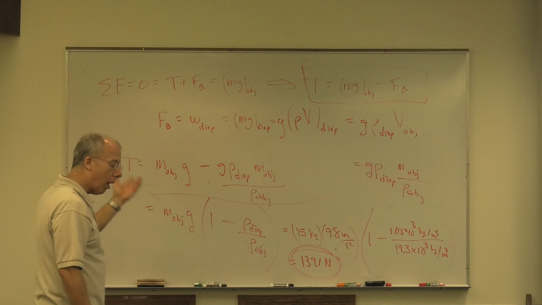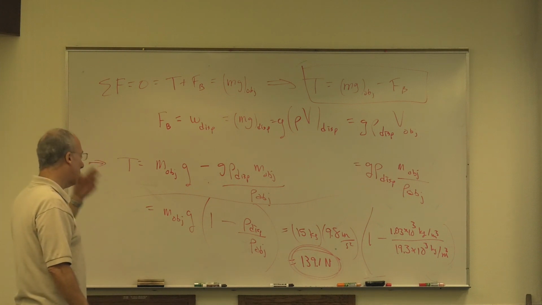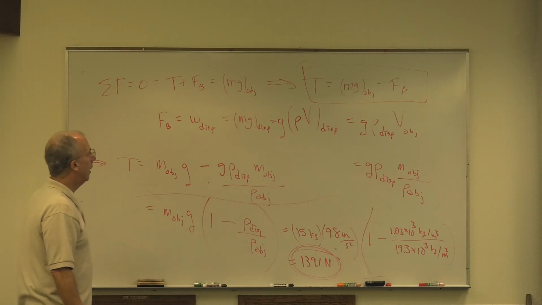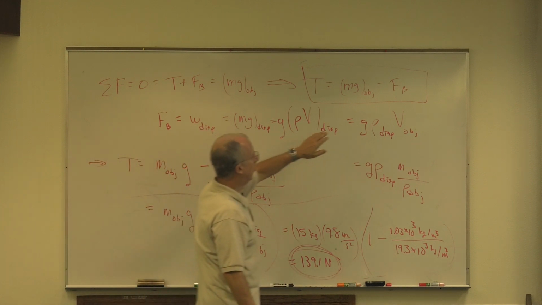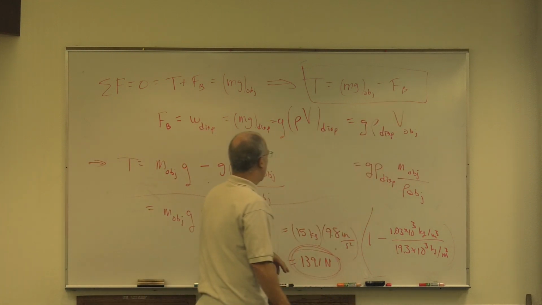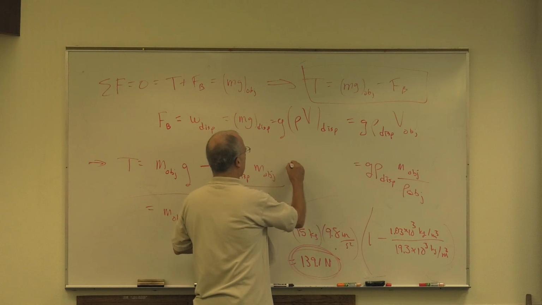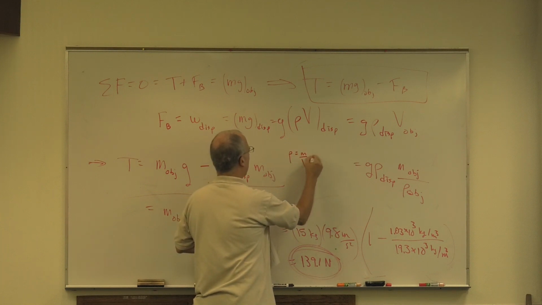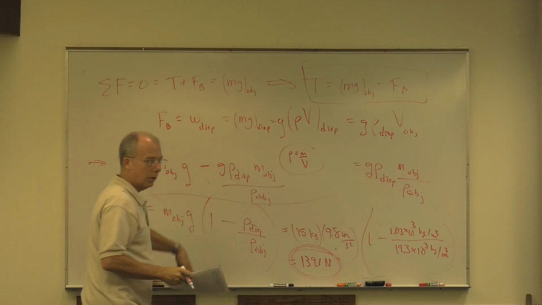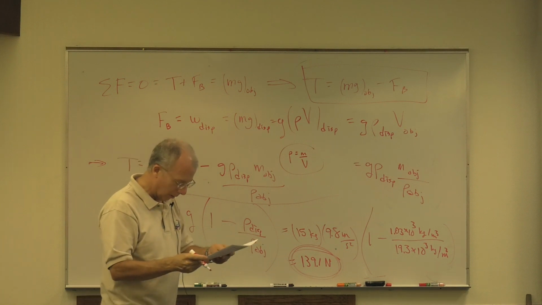This is a typical problem that you'll find in homework. This is your typical question in an exam. Just using the definition of the buoyant force, and we use this all the time, right? Density is mass over volume. So make sure you understand that. That's a really good homework problem.